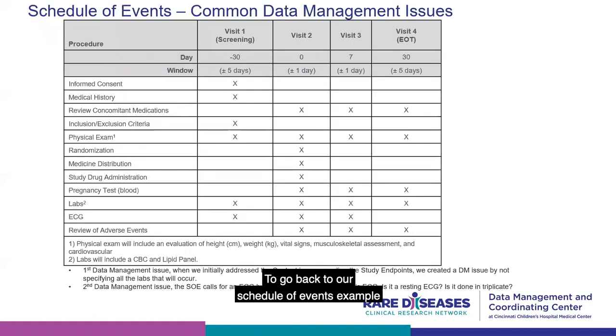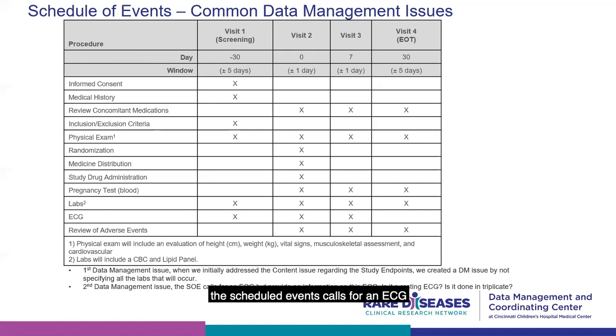To go back to our schedule of events example, to highlight a few common data management issues, we have an example of a granularity issue and a context issue. The first issue highlighted is when we initially addressed the content issue regarding the study endpoints, we created a data management issue by not specifying all the labs that will occur. So if you see the lab note, it says that it will include CBC and a lipid panel.